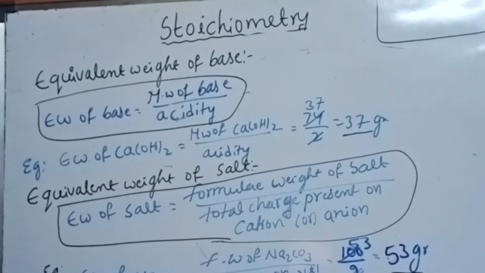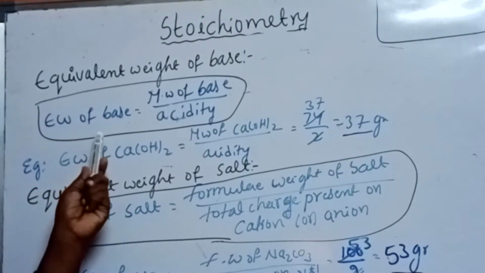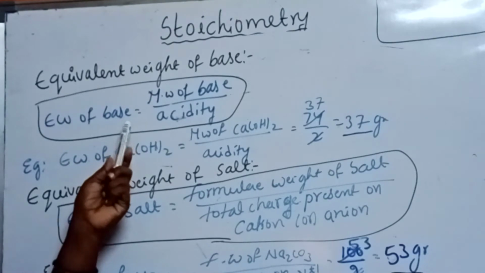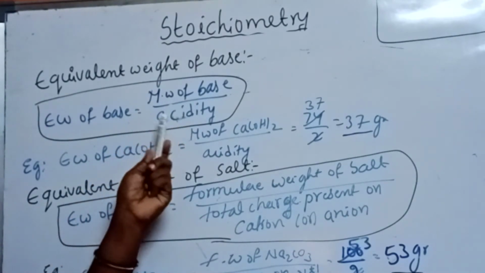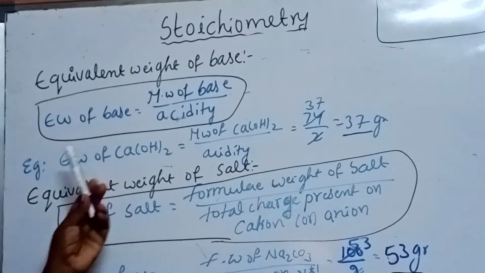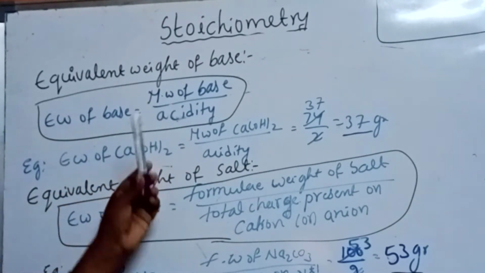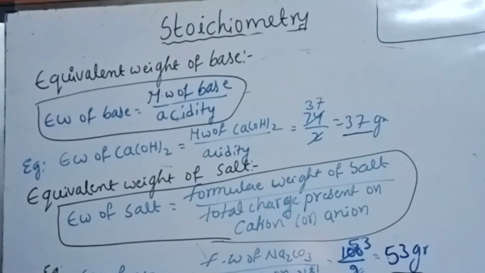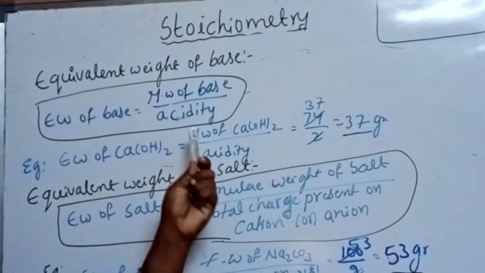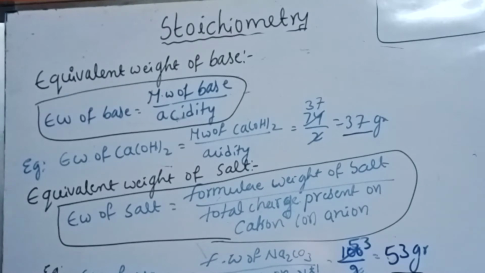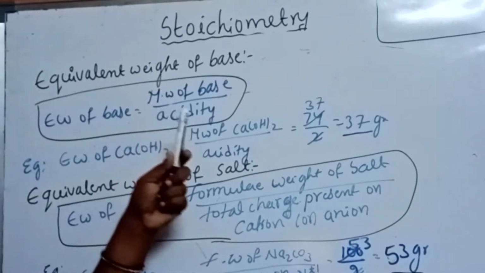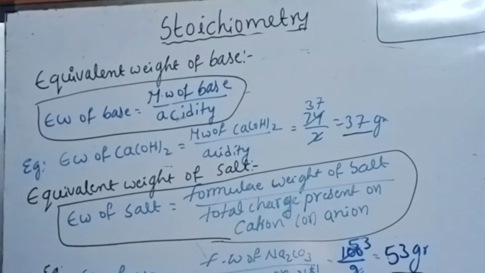Okay, see. For calculation of equivalent weight of a base, the formula is equal to the molecular weight of the base by acidity. Acidity means you have to remember the number of OH groups present in a base is called acidity. The number of OH groups present in a given base is called acidity. Generally, the molecular weight of a base is known from its molecular formula. So this is the common concept, isn't it?